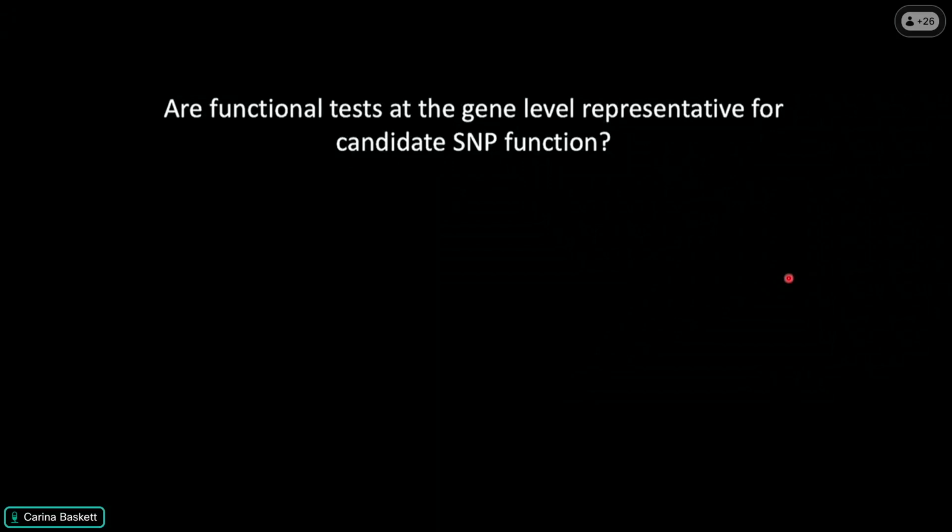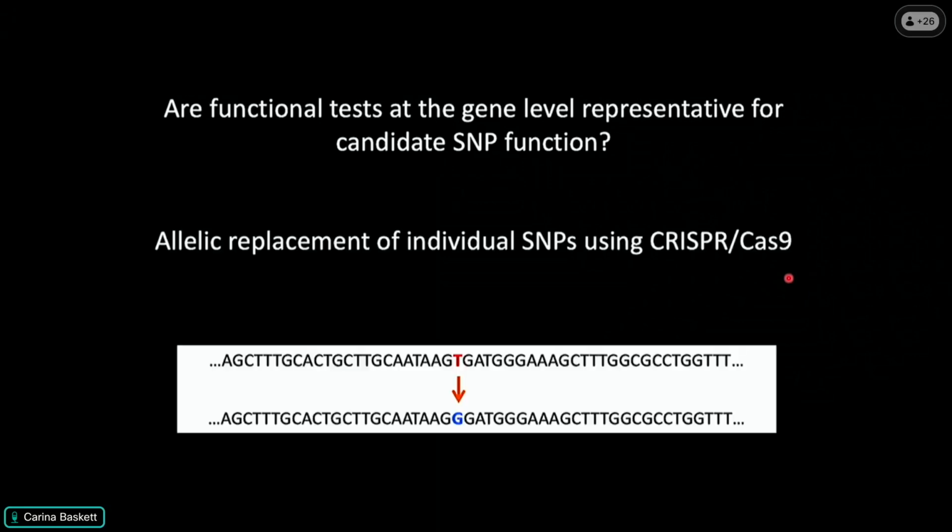And how do these gene level tests or the RNAi then tell us something about SNP function? Well, we concluded that it really didn't do it. So I did allelic replacement of individual SNPs using CRISPR-Cas9. Well, one of them worked out well.